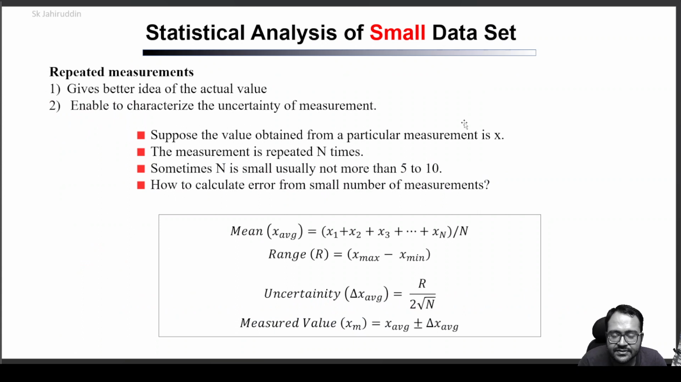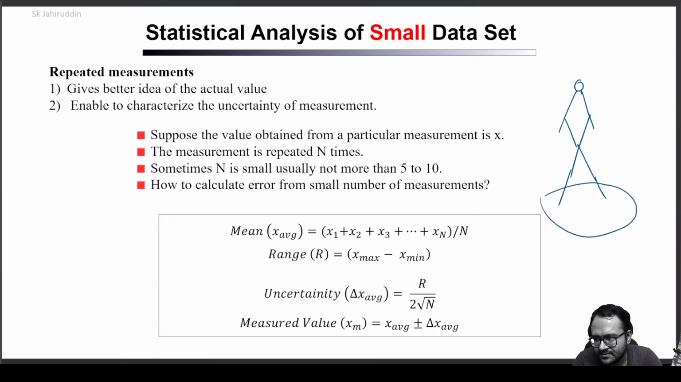Next part is statistical analysis of a small data set. Suppose we are taking a repeated measurement. Suppose you are measuring Jahir sir's body weight. So we have a machine. Jahir sir is standing here. This is a weight measurement machine.